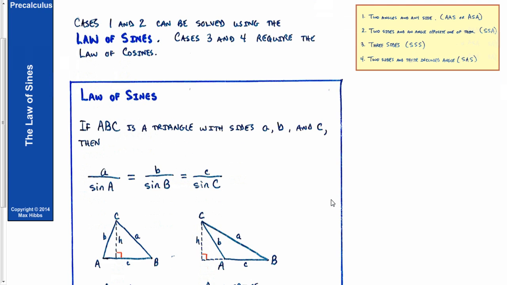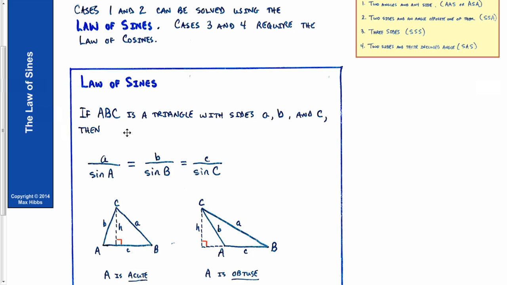Here's what the law of sines says: if ABC is a triangle with sides lowercase a, lowercase b, and lowercase c, then these three ratios are equal to each other. That is, side A divided by sine of angle A is the same as side B divided by sine of angle B, or side C divided by the sine of angle C. Now, those three ratios are equal.